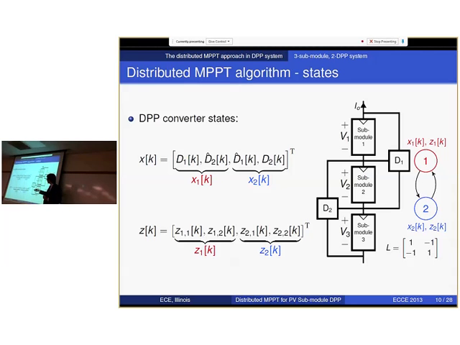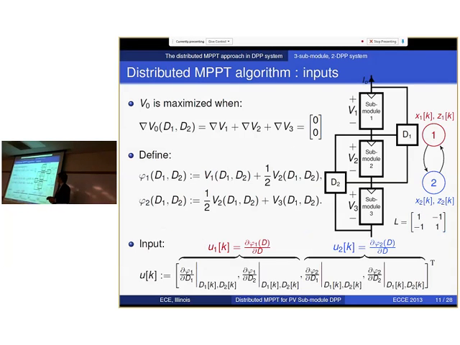And then we have zk, which is an auxiliary state variable. It does not really have a physical projection in the system, but again, it's partitioned and stored separately in the 2 DPP converters. And these 2 DPP converters can exchange information through neighbor-to-neighbor communication, so they have access to the information stored by the other converter. So that's the state vector. And then recall the control objective is to maximize the string voltage, which is equivalent to setting the gradient of the string voltage to 0.